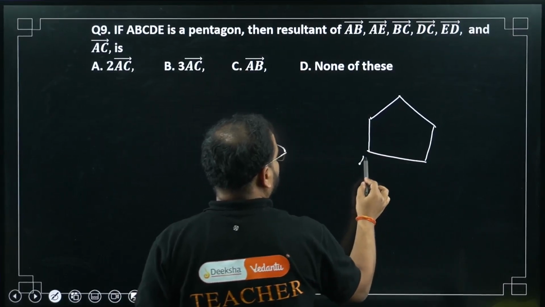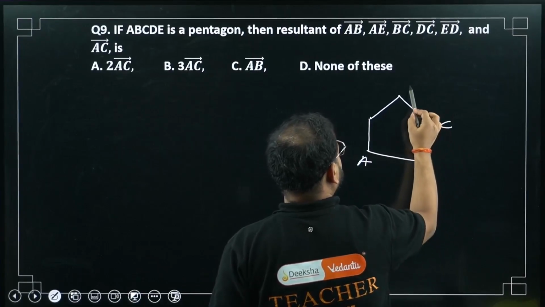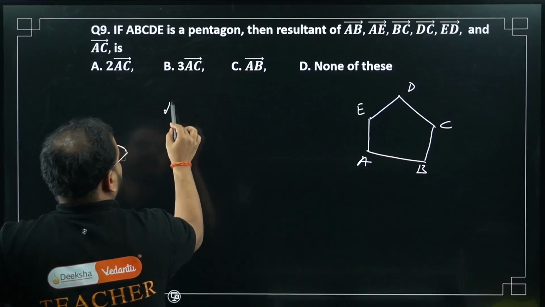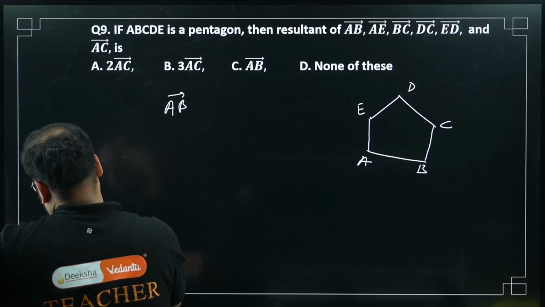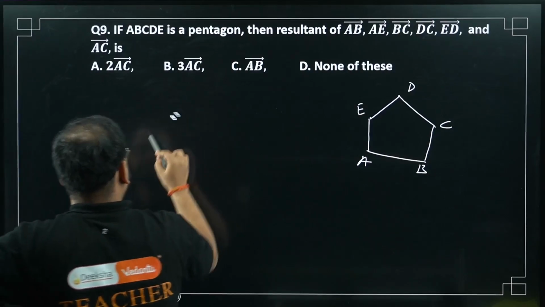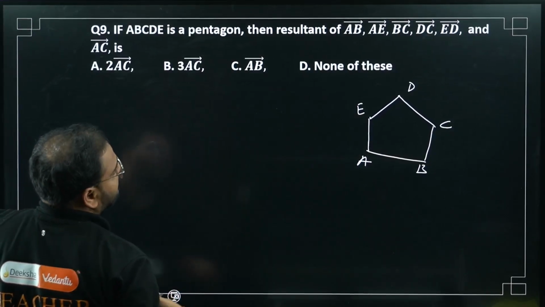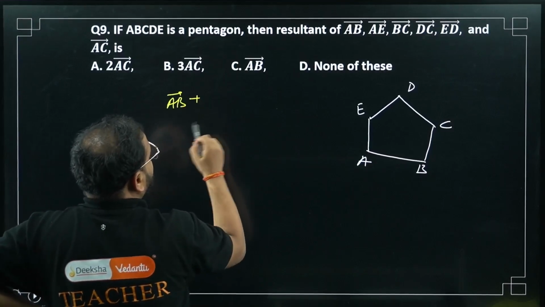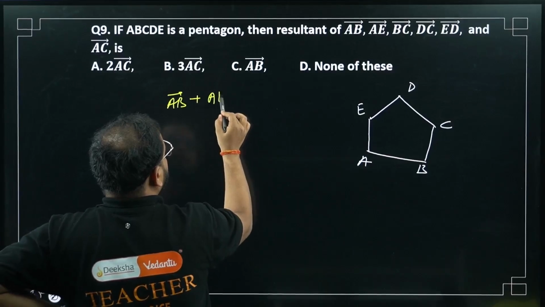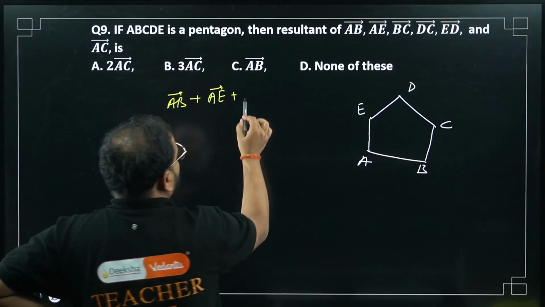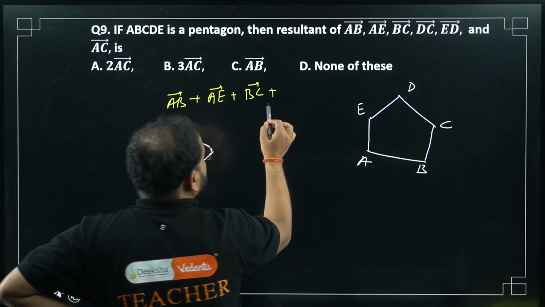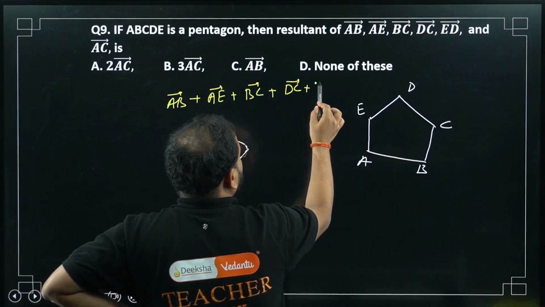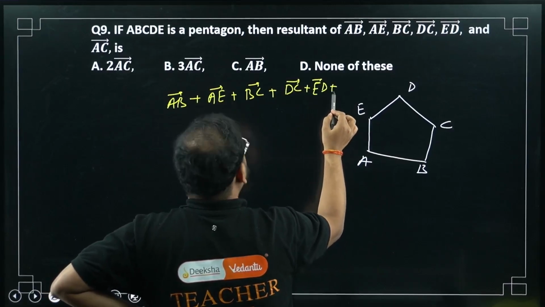Okay. A, B, C, D, E. Alright. What are they saying? They're saying AB. One second, bacha. They're saying vector AB, a resultant, right? So plus vector AE plus vector BC plus vector DC plus vector ED plus AC.